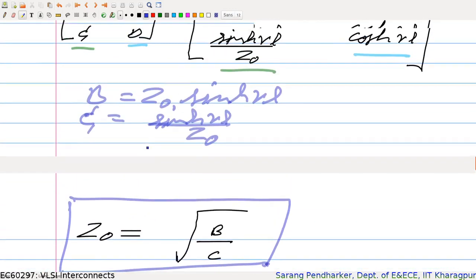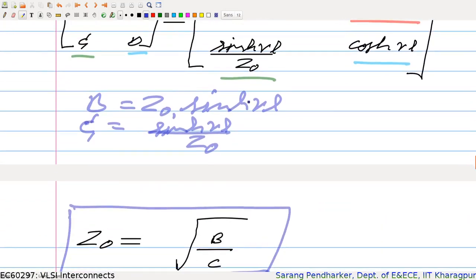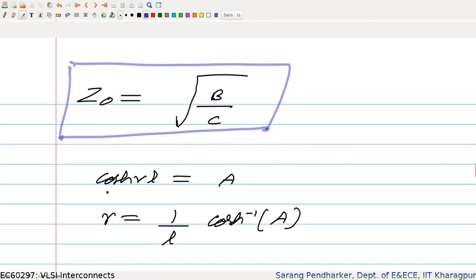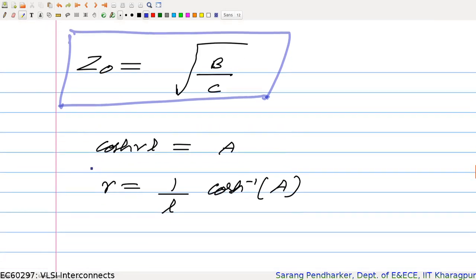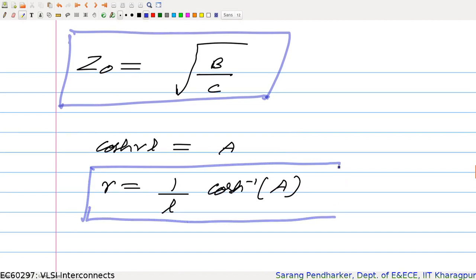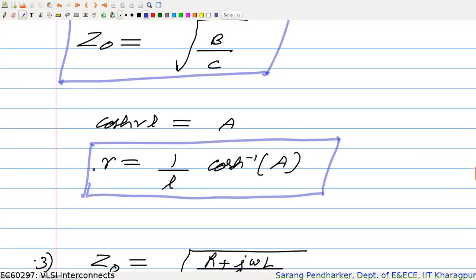So similarly I can compare this: A is equal to cosh(γL), so cosh(γL) is A, and finally what I can get is γ equal to 1 by L times cosh inverse of A. So now you have completed step 2.